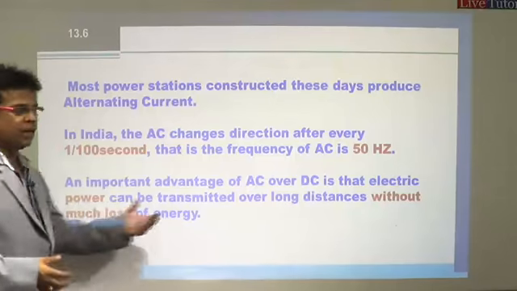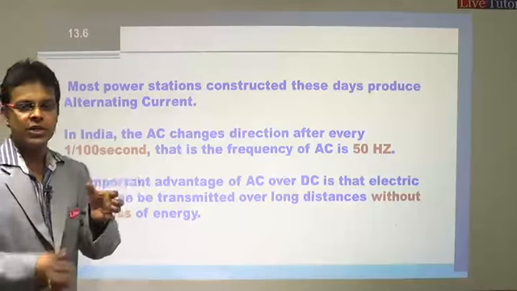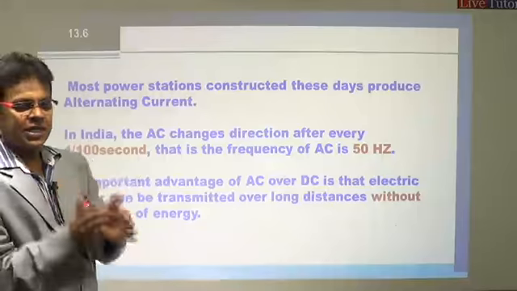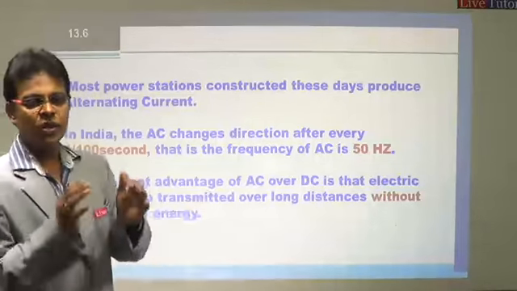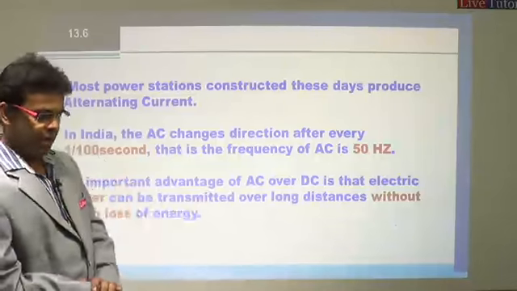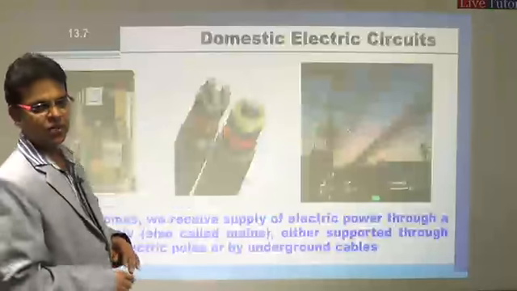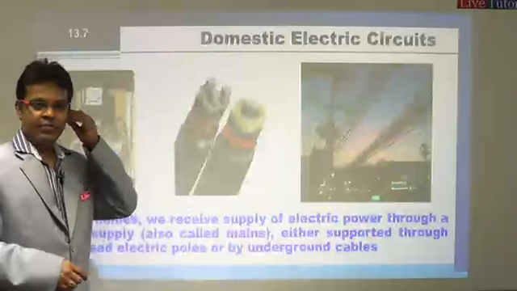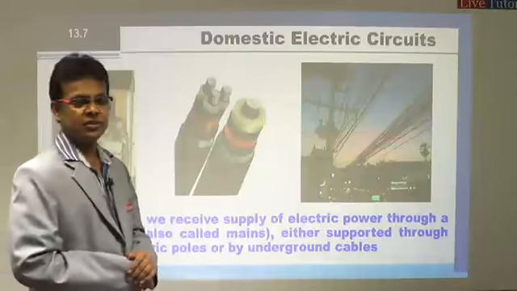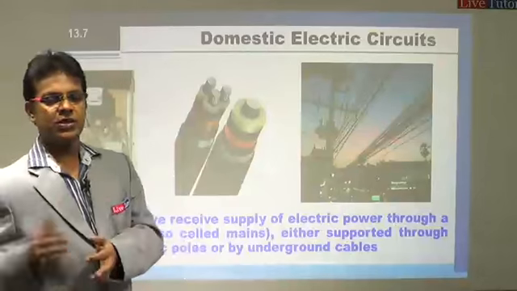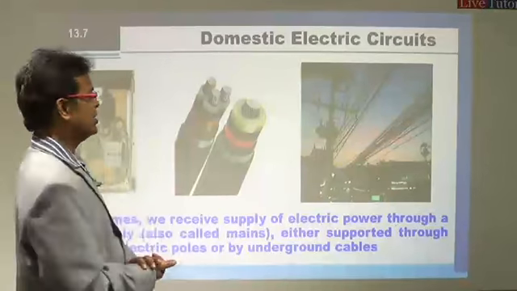So we have to understand that the important advantage of AC over DC is that electric power can be transmitted over a long distance without much loss of energy. This is one of the important points you should remember. After this, we have produced electric power. Now we know how to take that from a power station to domestic usage.